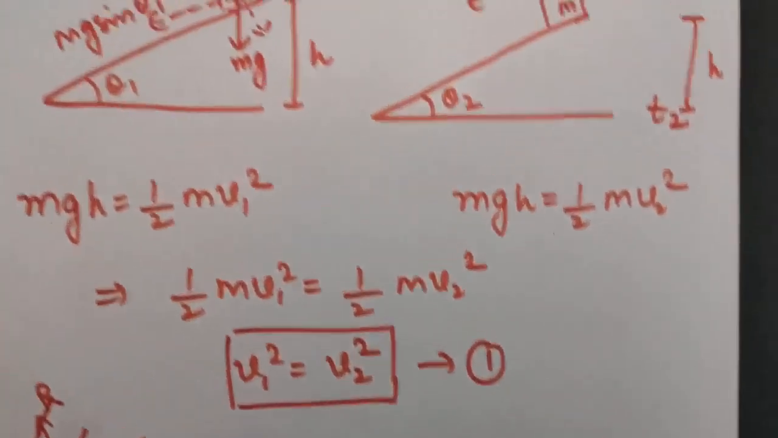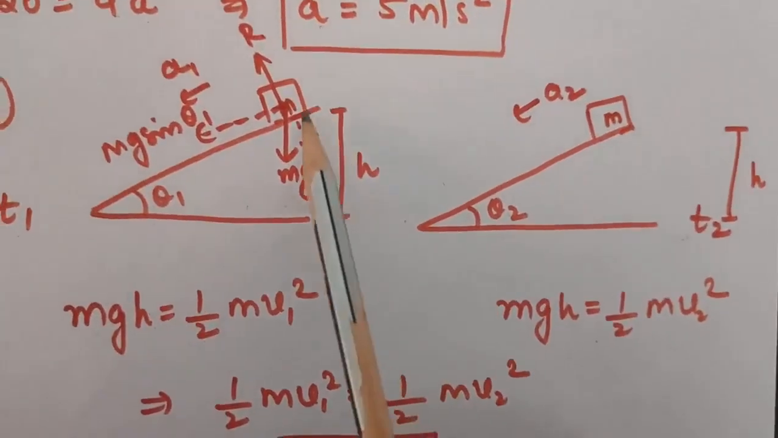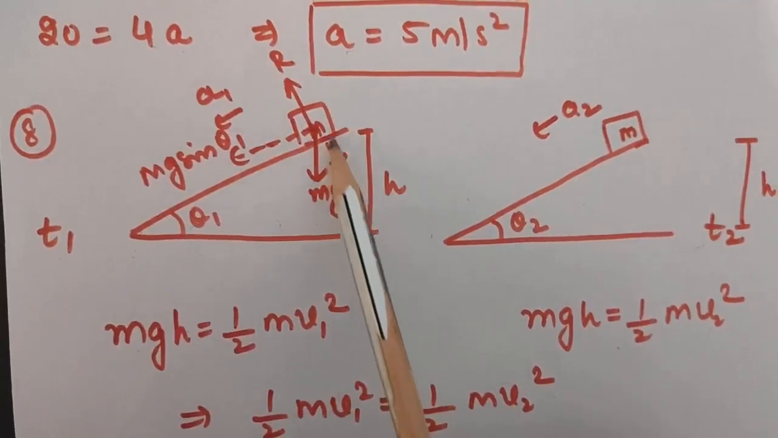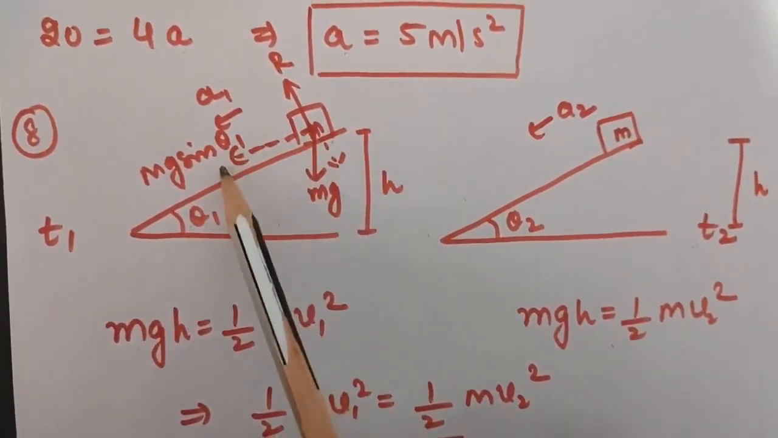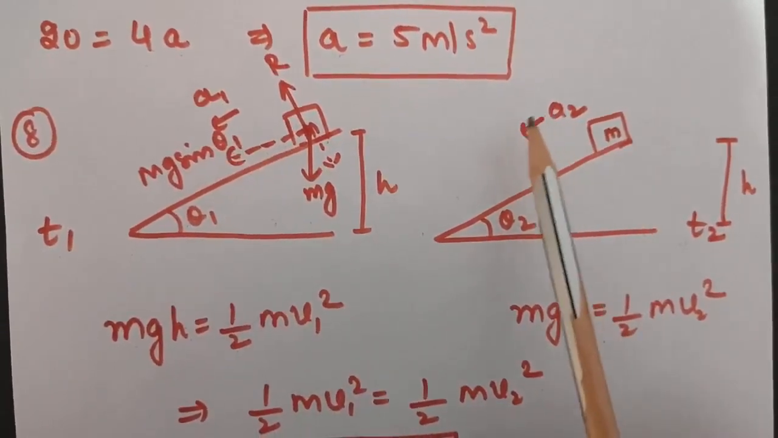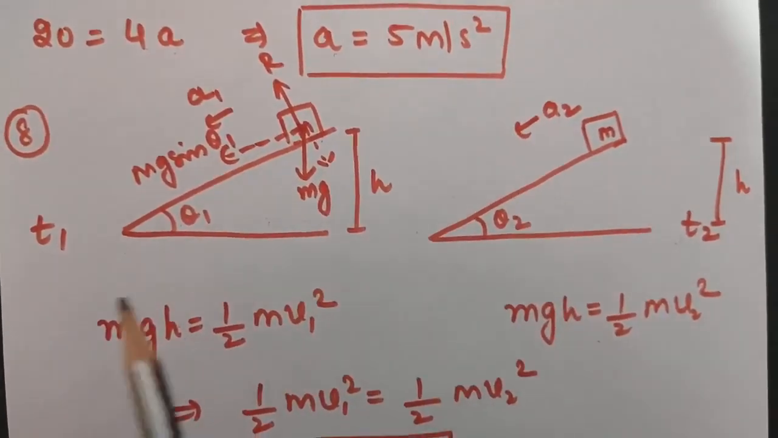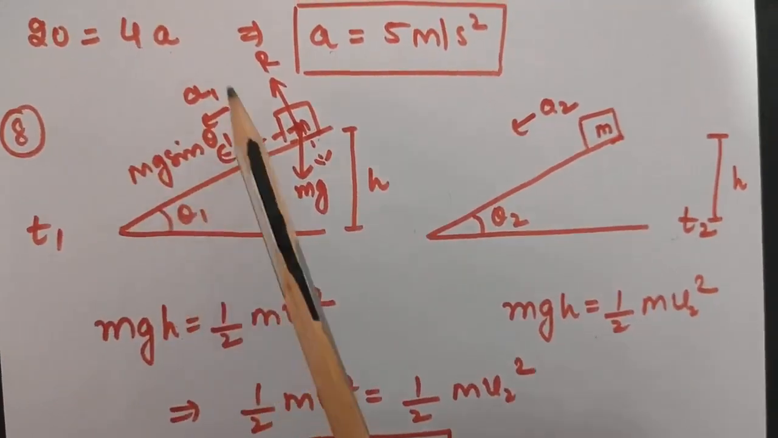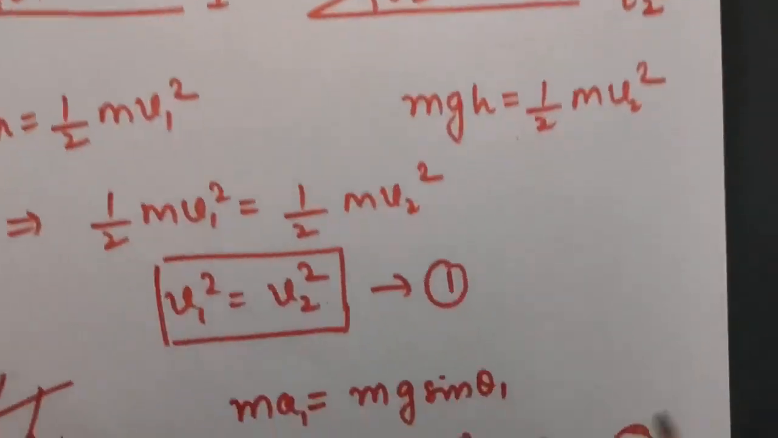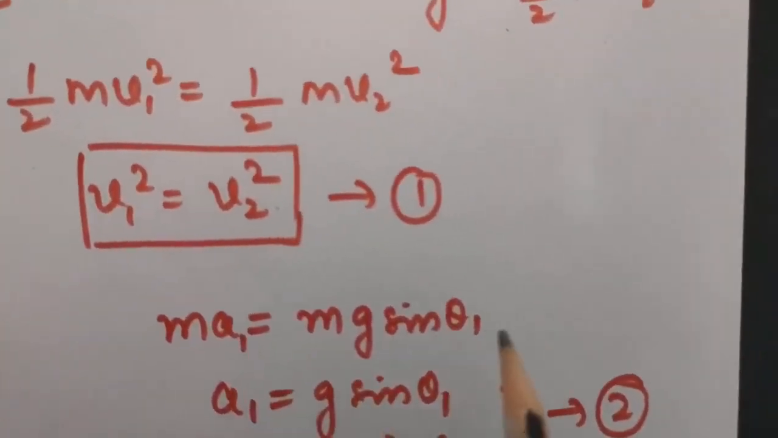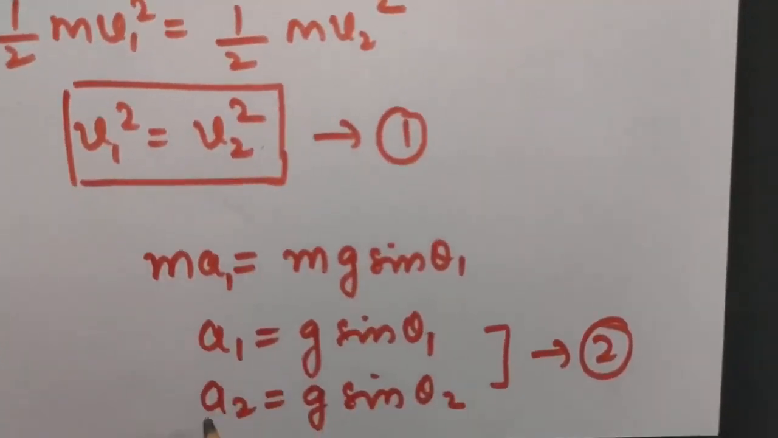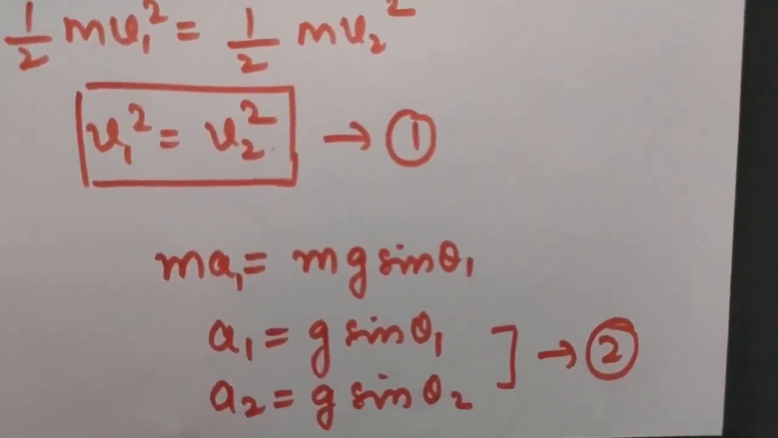Now let us form the equation of motion. This is the same as before: mg will be here, the reaction will be upward, this will be mg cos theta and this will be mg sin theta. Let us say this block is moving with acceleration a1 and this block is moving with acceleration a2. If you form the equation of motion for this one, that will be nothing but mg sin theta 1 is equal to ma1. So from here you will get a1 is equal to g sin theta 1. Similarly, a2 will come to be g sin theta 2.